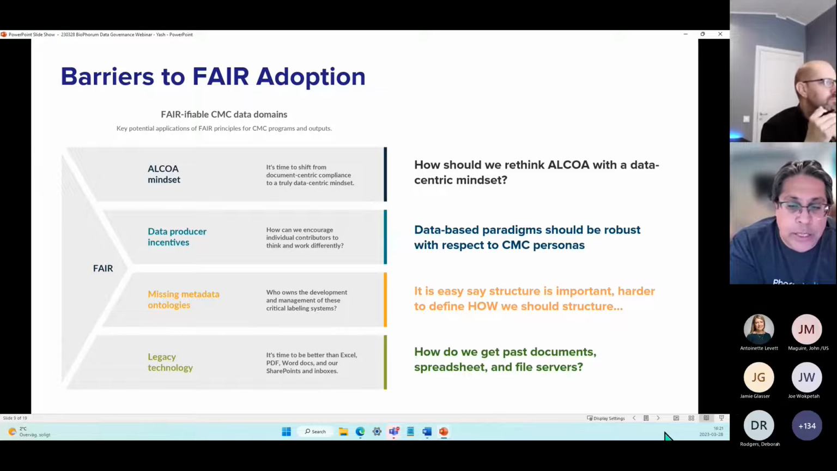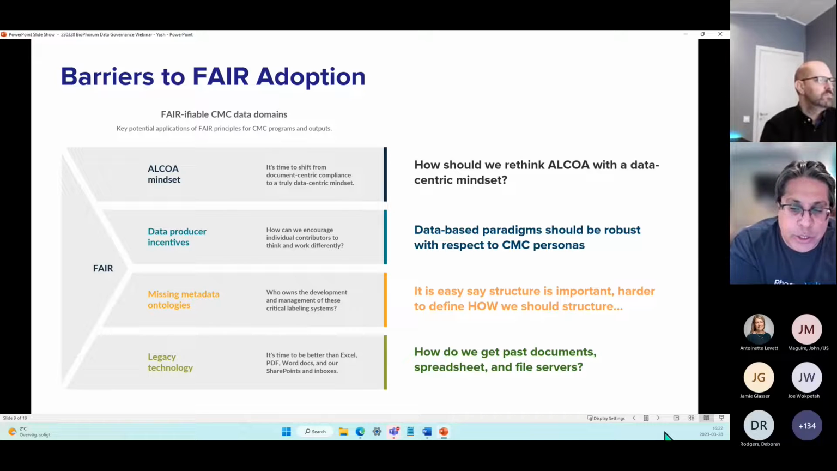The second piece is that database paradigms will be different in terms of how they're utilized by different people within the CMC organization. So as you deploy a new structured approach, your database paradigms really need to be robust with respect to all the different CMC personas. And this is something that will be covered later in some of the other discussions today in the webinar, but this is a key piece. How do we get the different roles to really buy into the FAIR data concept when they're all thinking and working differently? The third piece, of course, is how do you actually do the structuring and labeling, right?